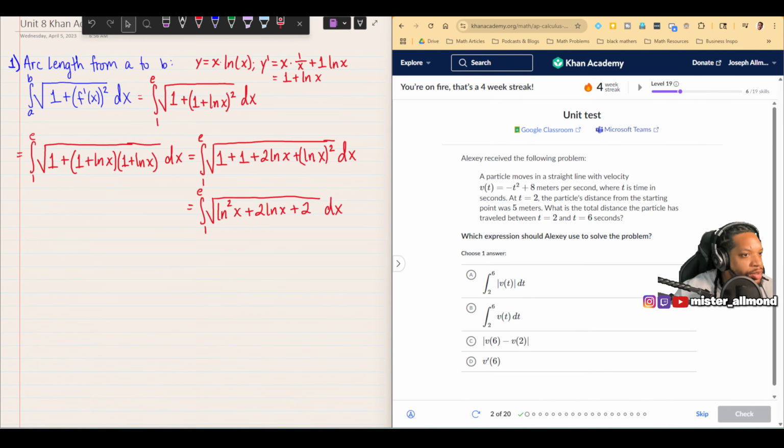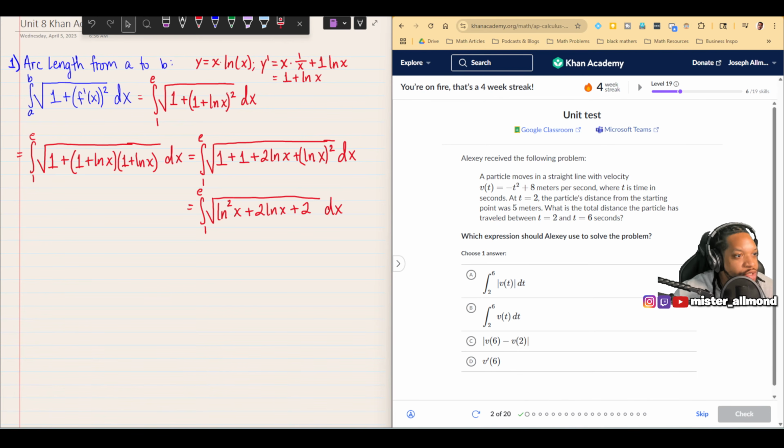Okay. So it says Alexi received the following problem: a particle moves in a straight line with a velocity. At t equals 2, the particle's distance from the starting point was 5. What is the total distance traveled between 2 and 6 seconds? Which expression should she use to solve the problem?